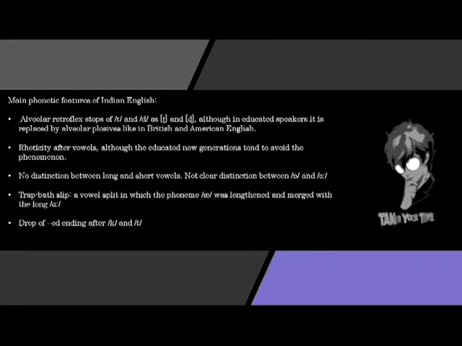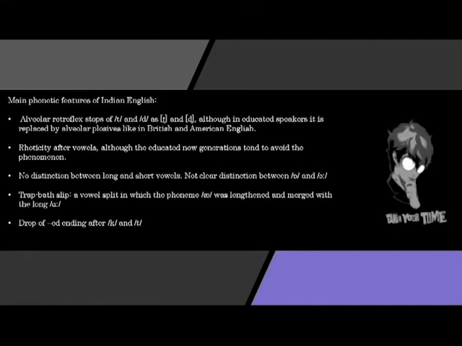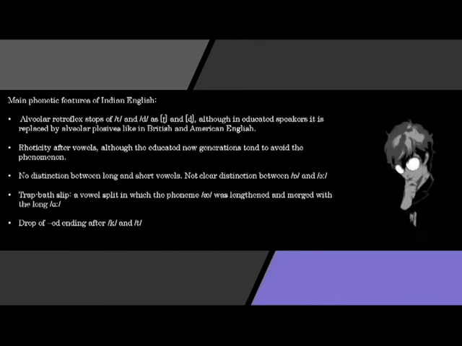Main phonetic features of Indian English. Alveolar retroflex stops of T and D as th and d, although in educated speakers, it is replaced by alveolar plosives like in British and American English. Rhoticity after vowels, although the educated new generations tend to avoid the phenomenon.